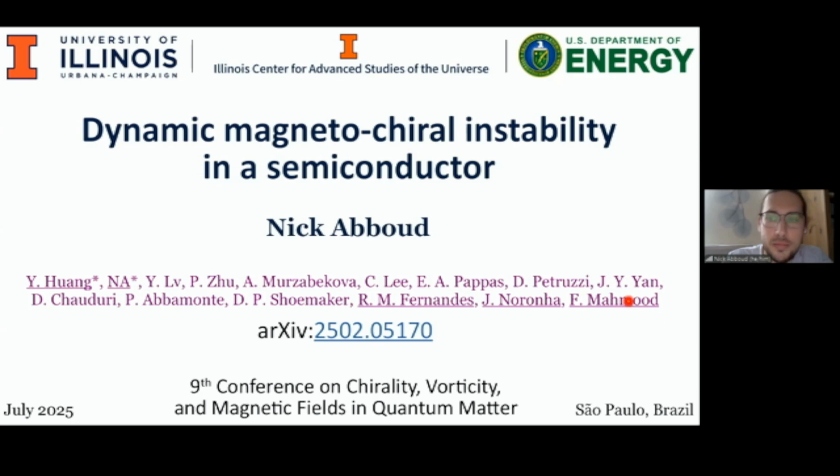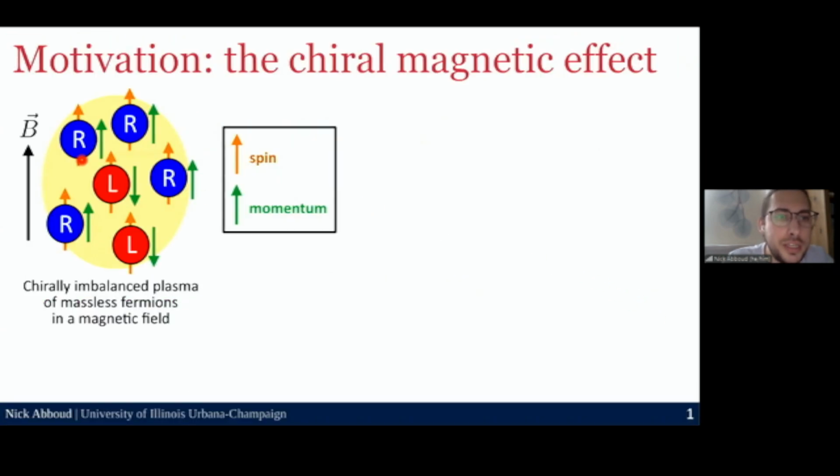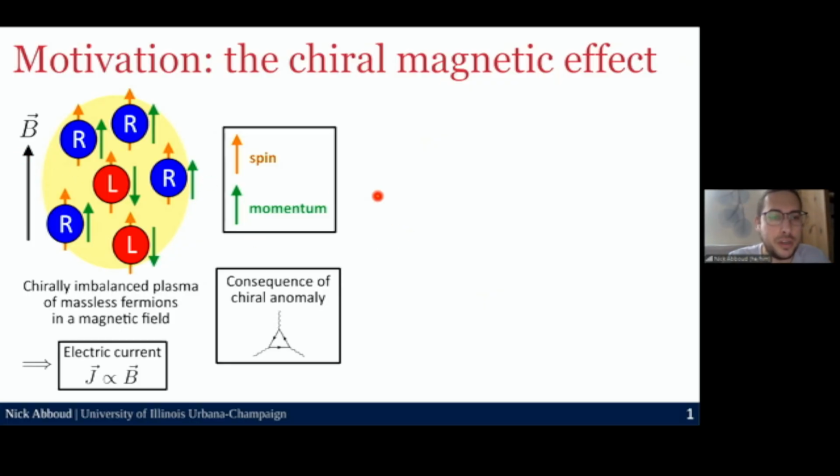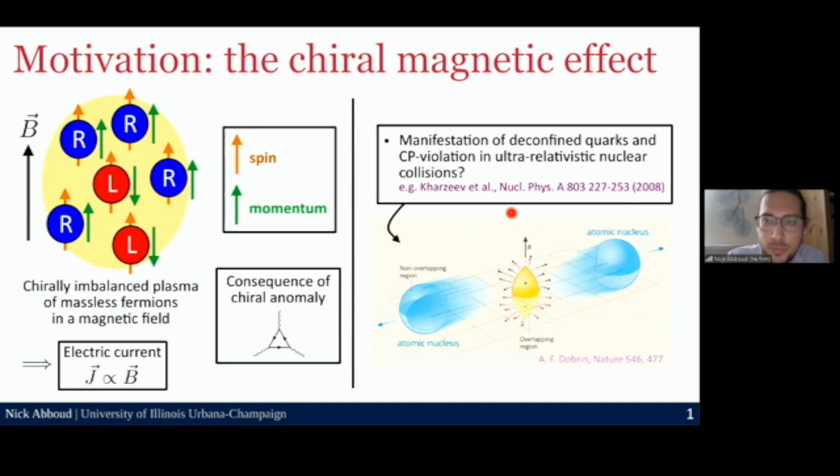So I probably don't need to say much about the chiral magnetic effect, but as a reminder, it's something that can happen in systems of massless fermions in a magnetic field. Roughly, you can think that the magnetic field polarizes the spins, and then the right-handed particles move along their spin, left-handed go in the opposite direction. And if there's an imbalance in the number of right and left-handed particles, one gets an electric current along the magnetic field. Although what's hidden in this picture is that ultimately this is a consequence of the chiral anomaly. And we're probably most used to thinking about this in the context of heavy ion collisions.